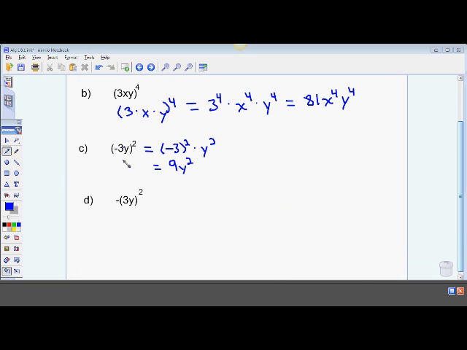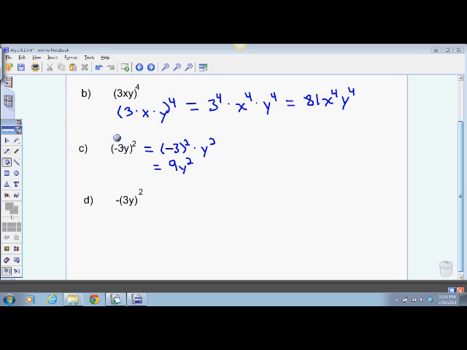Let's compare that to this one. Look how these two are different. In this case, our negative 3 falls within the parentheses. In this case, it falls outside the parentheses. If you'd like, you can think of this as a negative 1 out front. In that case, you have to do what's in parentheses first. So we're going to have a negative, and then I'm going to go 3 to the second times y to the second. Again, that property says that as long as it's multiplication inside the parentheses, you can raise both parts to the exponent.